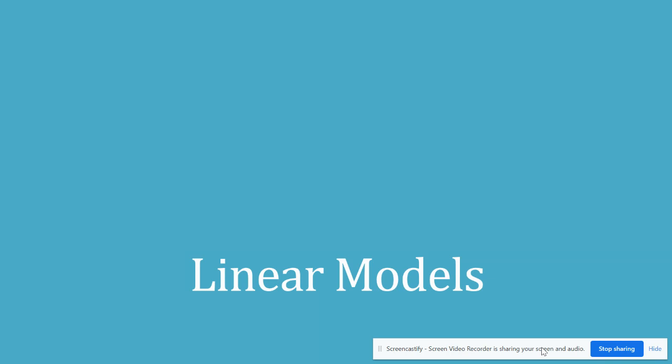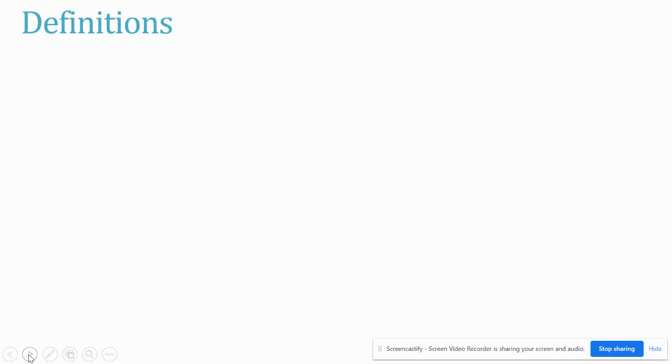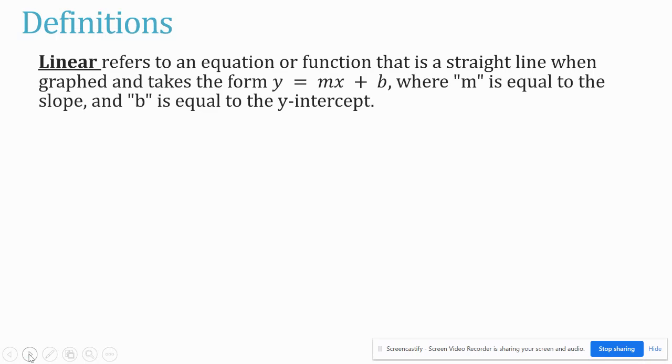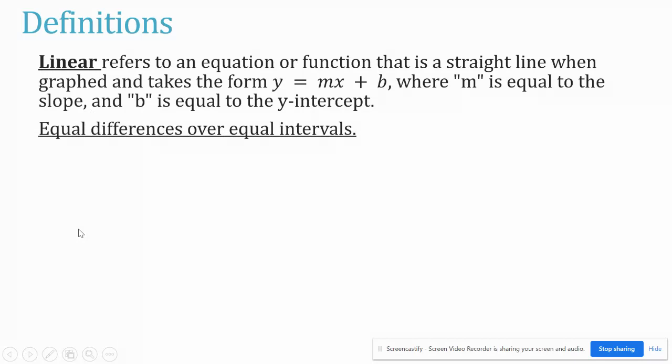Everyone. So now that we feel a little more comfortable with linear equations and how to graph linear equations, we are going to talk about linear models. So let's just refresh. Linear refers to an equation or function that is a straight line when graphed and takes the form y equals mx plus b, where m is equal to the slope and b is equal to the y-intercept. Because it's linear, it has a constant rate of change through the whole line.